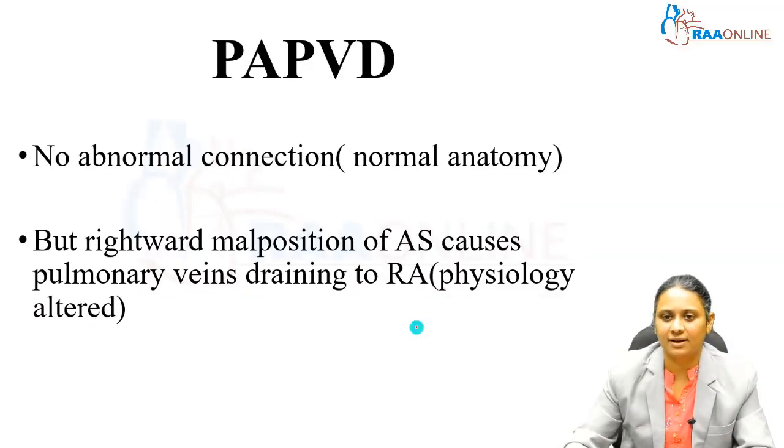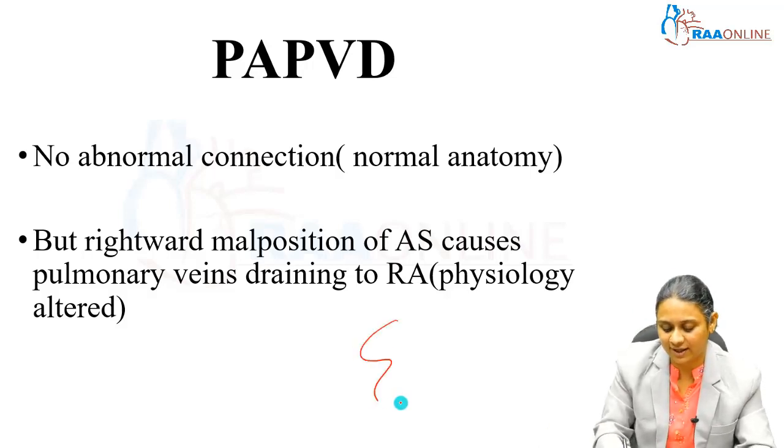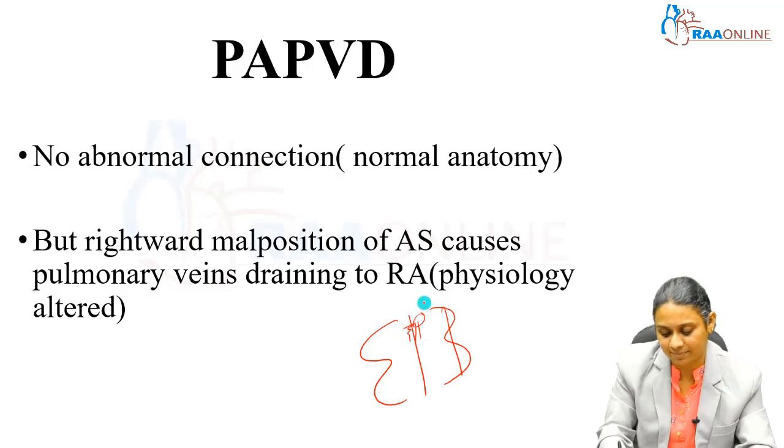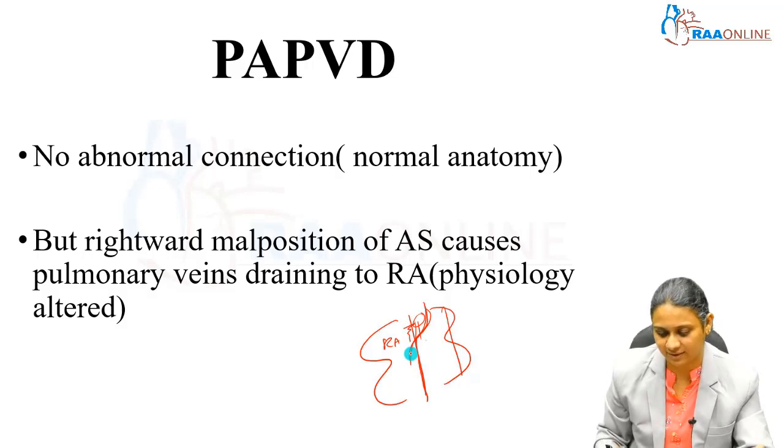What is a partial anomalous pulmonary venous drainage? So the connection is normal. The pulmonary veins are directly ending in the left atrium. But what happens? The atrial septum is slightly shifted towards the left, so it looks like it is actually draining into the right atrium. Not because the vein is connected to the right atrium, but because the atrial septum is shifted leftward. So this is abnormal physiology with normal anatomy of the pulmonary venous drainage.